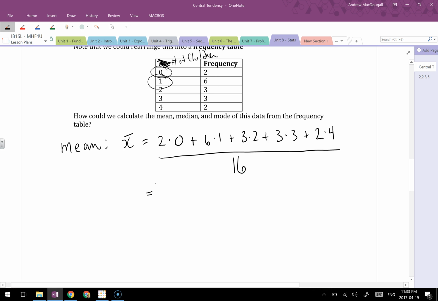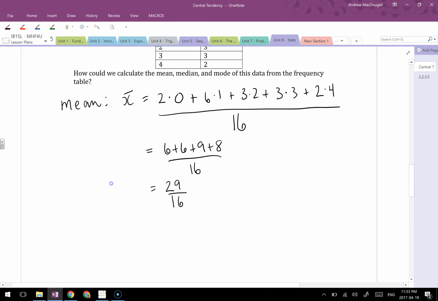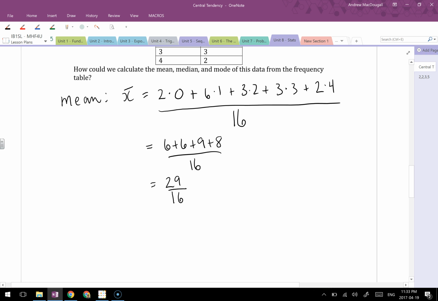And let's see what we get here. 6 plus 6 plus 9 plus 8, 16, which is 12 plus 9 is 21, plus 8 is 29 over 16 is your average. Maybe I made a careless error there, but you get the picture.